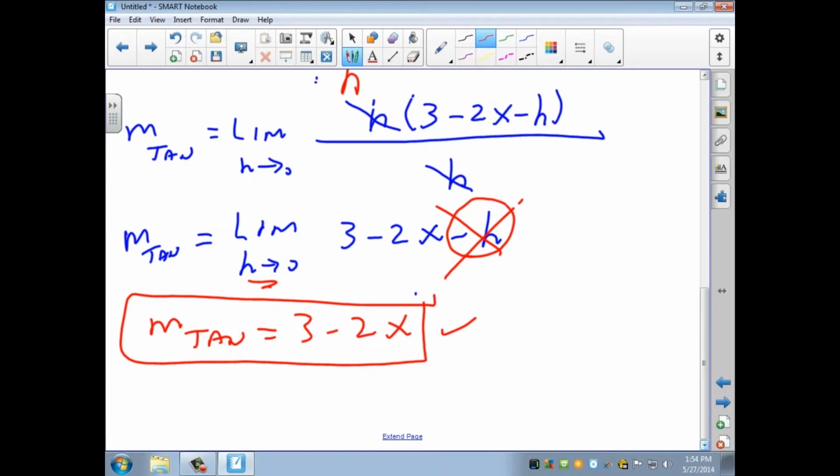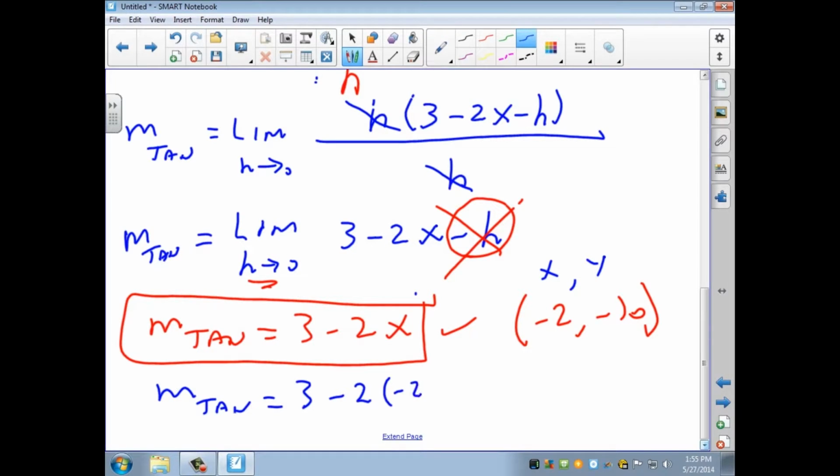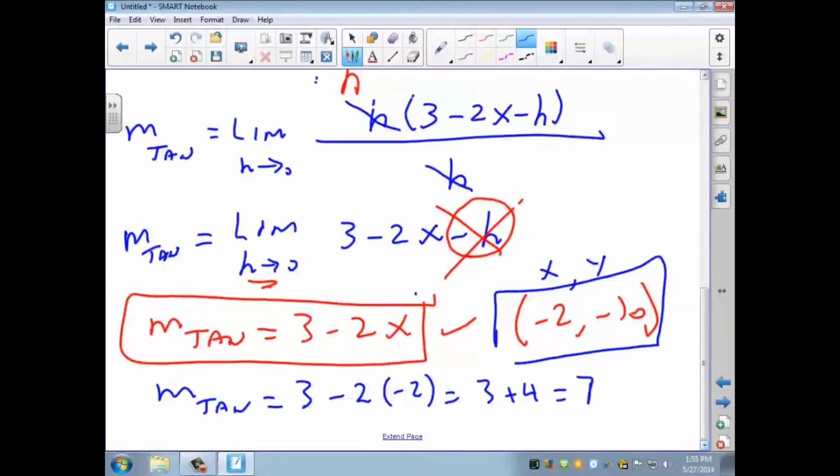If you read problem 20, it says find the slope of the tangent line at coordinates minus 2 and minus 10. So that is like x and y coordinates. The x here is minus 2. So to find the slope of a tangent line at this specific point, you plug in for x minus 2. So it would be 3 minus 2 times minus 2, which would be 3 plus 4, which would be equal to 7. So the slope of a tangent line to this point would be 7.